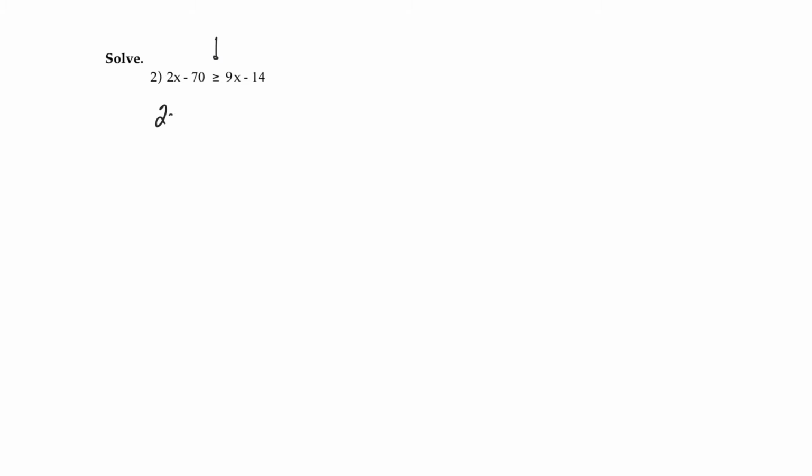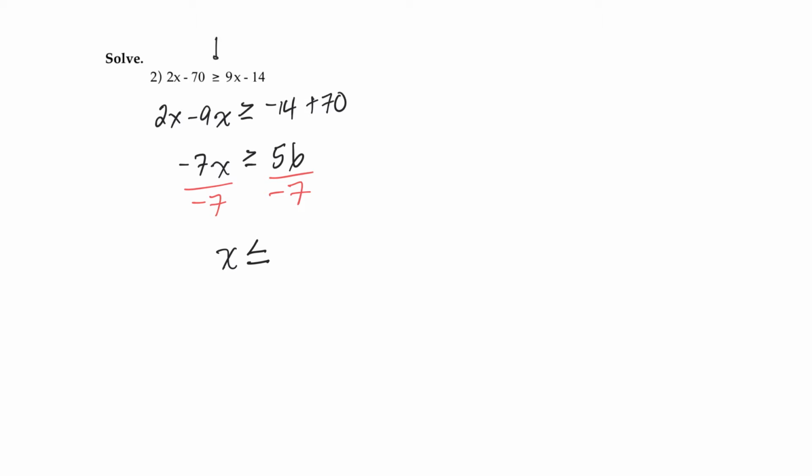So I'm going to move the x's to the left, and I'm going to leave the minus 14, and move the plus 70 over. Subtracting these, I get negative 7x, and on this side, I think I get 56. Now, when I divide both sides by negative 7, because I'm dividing by a negative, I have to switch that inequality sign. So this would be x, instead of greater than or equal to, it would be less than or equal to. And then when you divide that, you get negative 8.